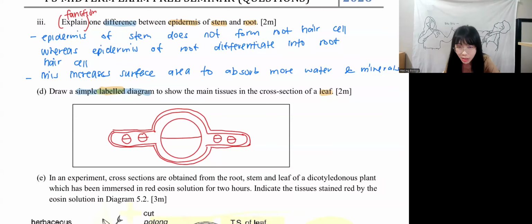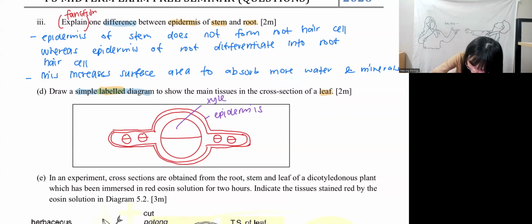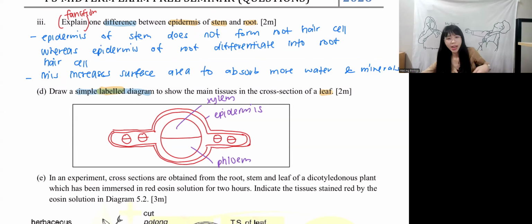So we're going to label the outermost layer. The outermost layer is called epidermis. Right. The one on top is what? The one on top is called xylem, correct? The one at the bottom is called phloem. We only have to write xylem and phloem actually. You don't have to write anything else, just xylem and phloem.